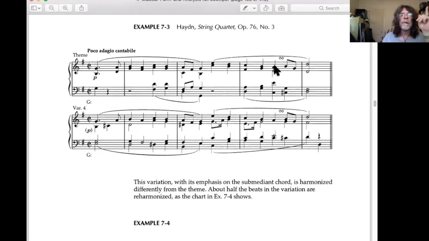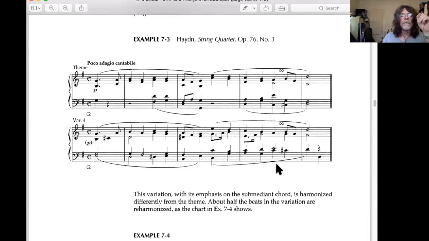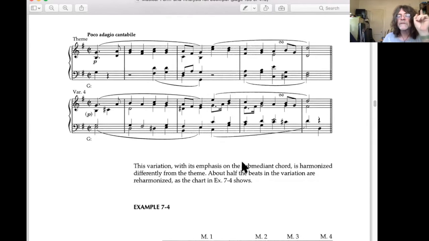So again, the last example we looked at was just harmonically fixed. And let's take a more careful look at this one. If I think about it, this is a G chord right here. Do you see this chord right here? It's like E, G, and B, the sixth chord. And although this is a D in the bass here, and we have a D and A and a C with an F sharp and an A down here, what happens is he changes the harmony right here, all right? And it says, this variation with emphasis on the submedian triad, which is the six, is harmonized differently from the theme.